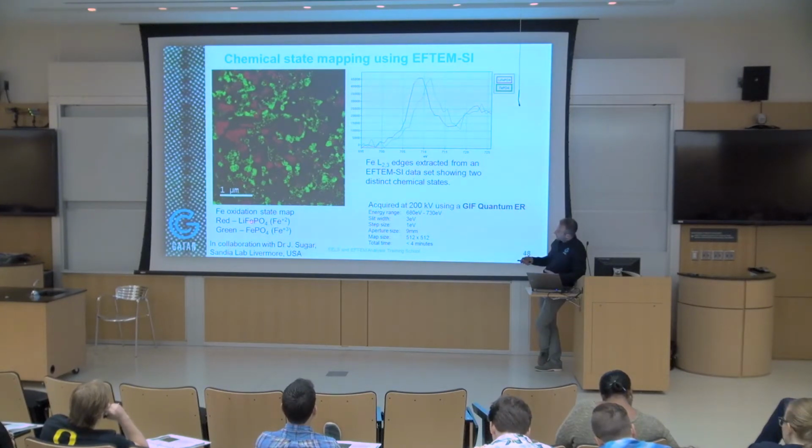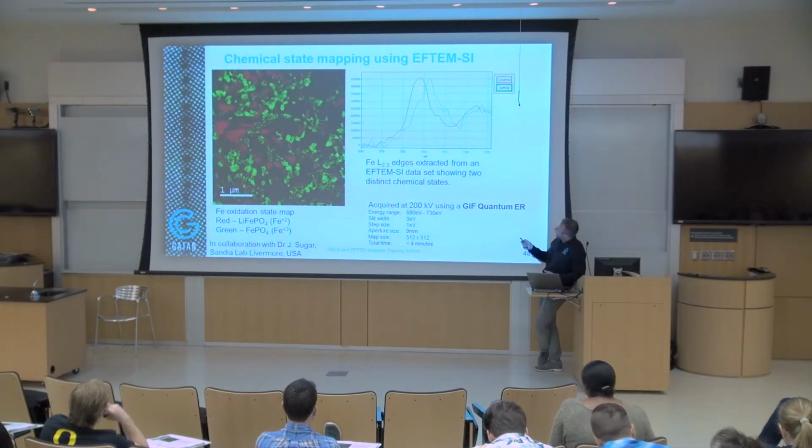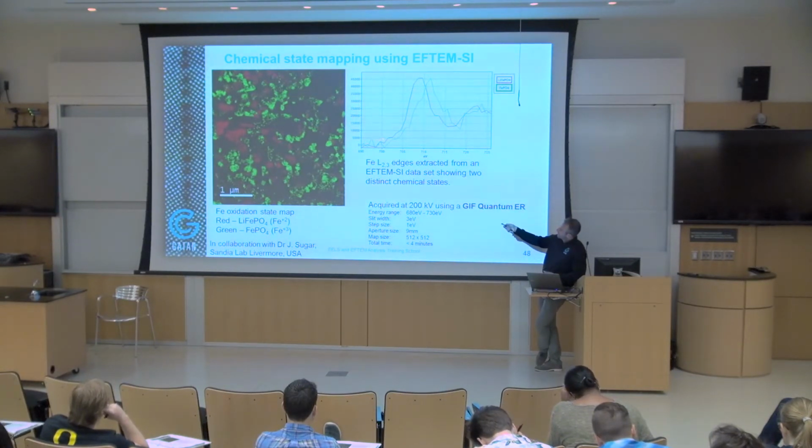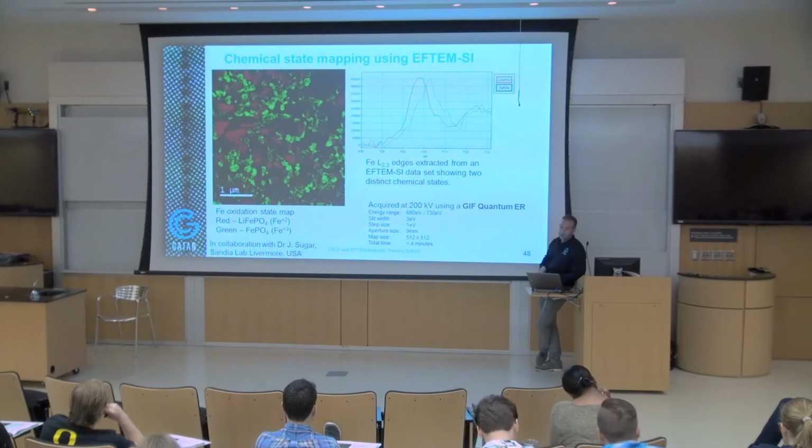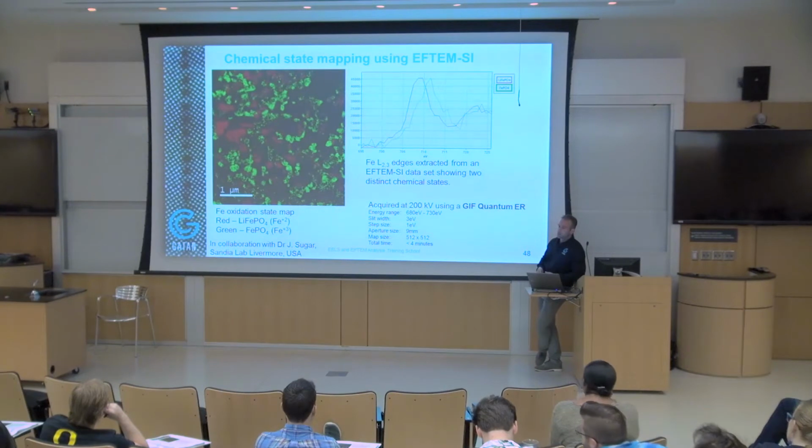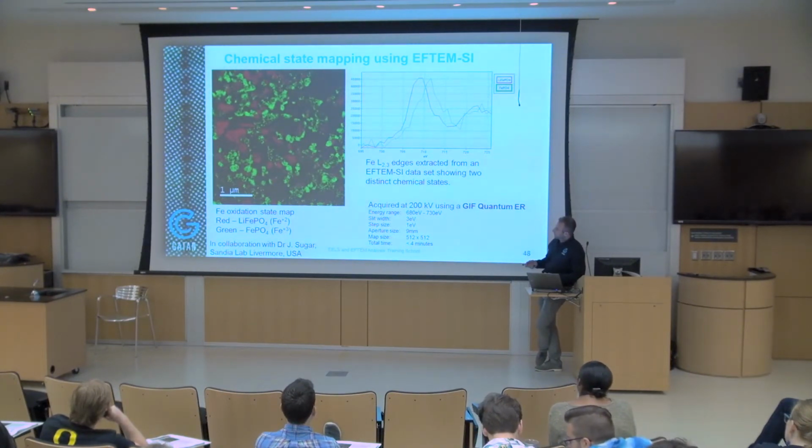So if you have lithium iron phosphide, the iron is 2+. If you have iron phosphide, it's iron 3+. So there's a chemical shift of 2 eV. So the spectrum doesn't look great, but just because it was done in FTEM mode. So essentially, we did FTEM spectrum imaging. So you scan your slit across a certain energy range, like 680 to 730, and you just look at the chemical shift of the iron L. So good thing is that you can probe a very large area with a parallel beam, and in a matter of minutes. This was done in 4 minutes.